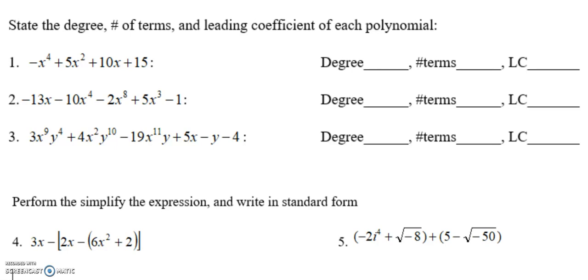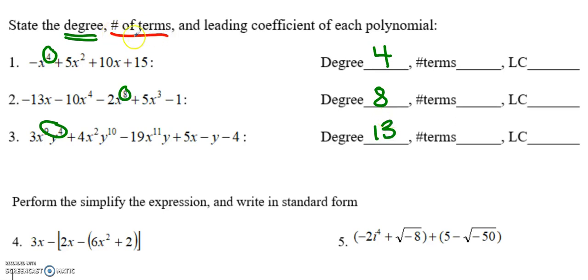All right, so it says state the degree, the number of terms, and the leading coefficient of each polynomial. So thinking about what each one of those things mean, the degree is going to be the value of the highest exponent on the variable, or if you have multiple variables, you're going to add those exponents together to get the degree of the polynomial. So looking at this, I've got a 4, a 2, a 1, and a 0, so 4 is going to be my highest. Looking at this one, I've got a 1, a 4, an 8, a 3, and a 0, so 8 is going to be my highest. Here I've got a total of 13, a total of 12, another total of 12, 1, 1, and 0, so 13 is going to win out, and that's how I'm going to find the degree.